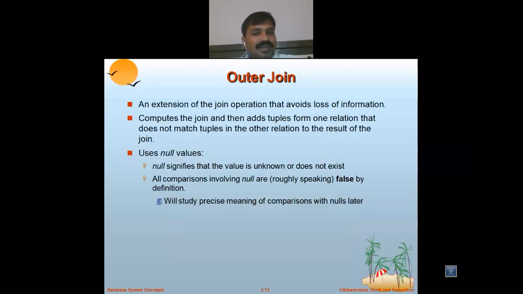Outer join is an extension of the join operation that avoids the loss of information. It computes the join and then adds the tuples, nothing but records, from one relation that do not match tuples in the other relation. The result of the join is a null value. A null value is nothing but a record which does not match. Null values signify that a value is unknown or does not exist.